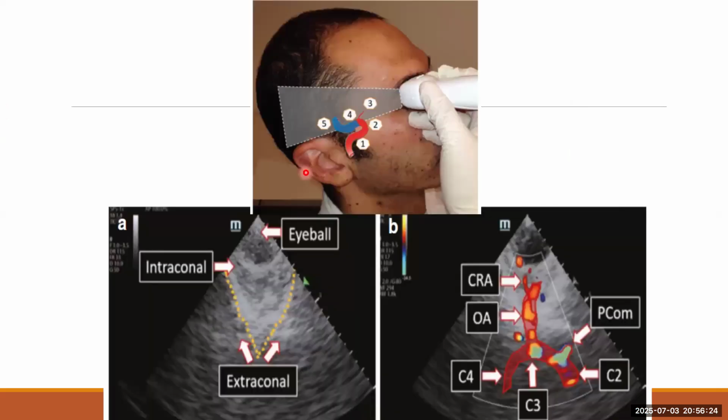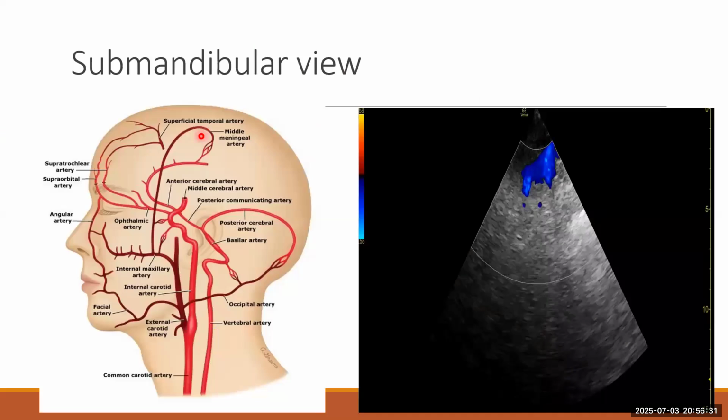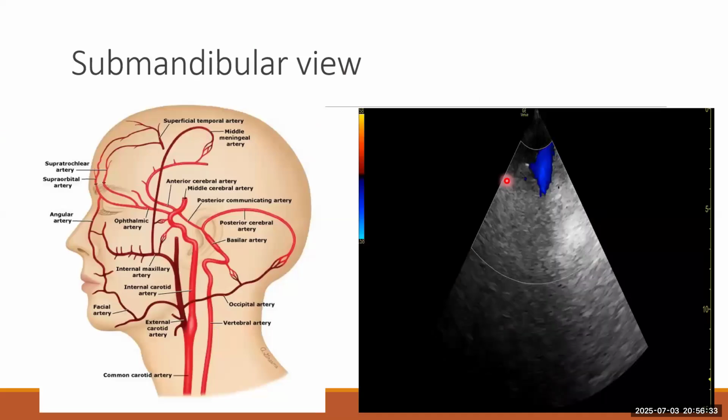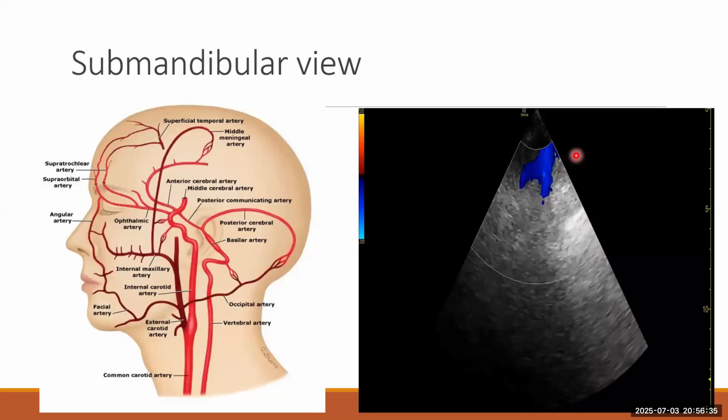How do we insonate beyond 6 centimeters? We can insonate the carotid siphon. So the submandibular view, as we can see, is one of the views we had insonated, the carotid dividing into the internal and the external carotid. This view is very important in identifying the velocities for our Lindegaard ratios.